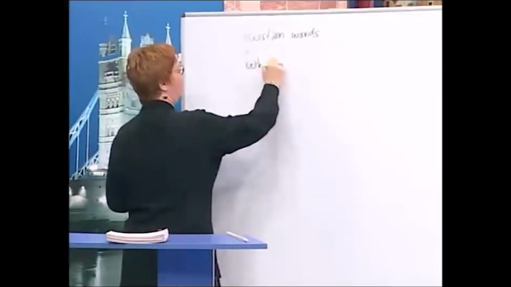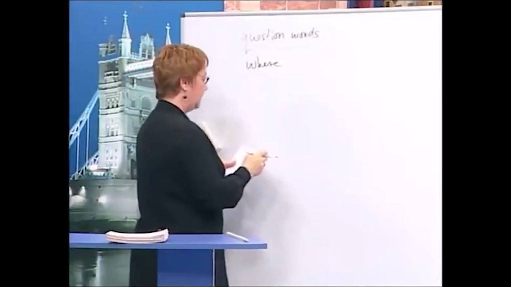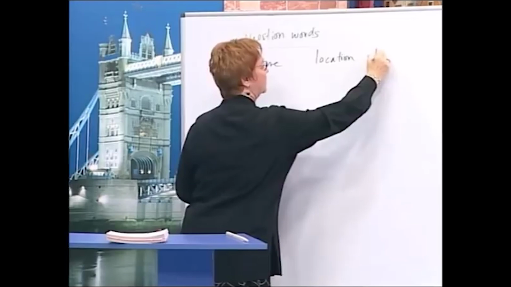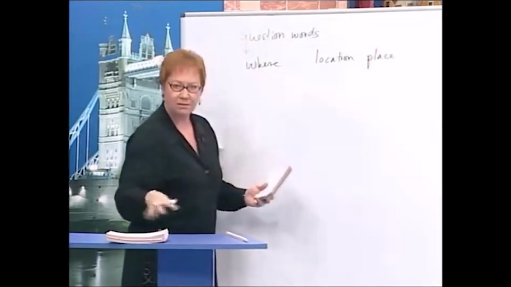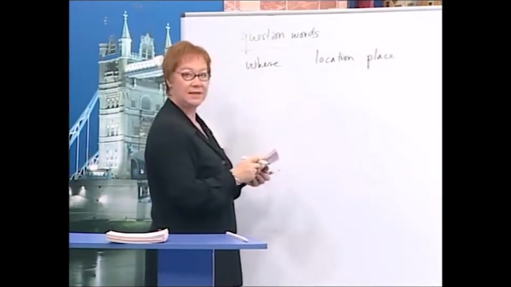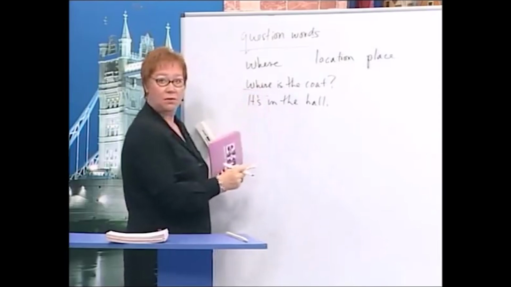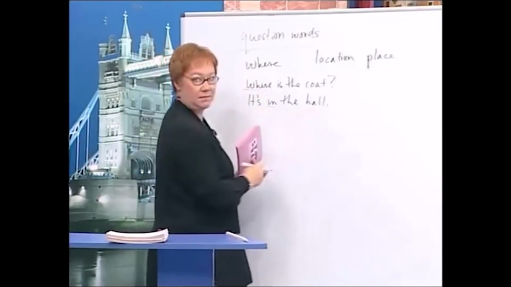Now, here comes another group. Where? Where is asking about a location or a place. Now here are some examples. Where is the coat? It's in the hall.